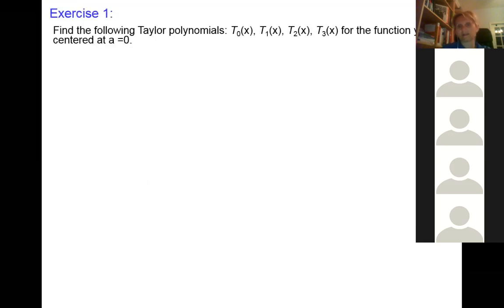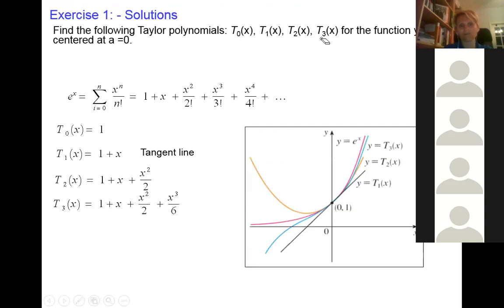And let's say e to the x, centered at 0, we know the formula, and let's just put down the 0 degree polynomial, first degree, second degree, and the third degree. And I can show you, this is the formula, and this is the whole expansion. We can see 3 dots. And now T sub 0 will be just a constant. T sub 1 is just x plus 1. T sub 2 will be just this, up to x to the power of 2. T sub 3 up to the power of 3.